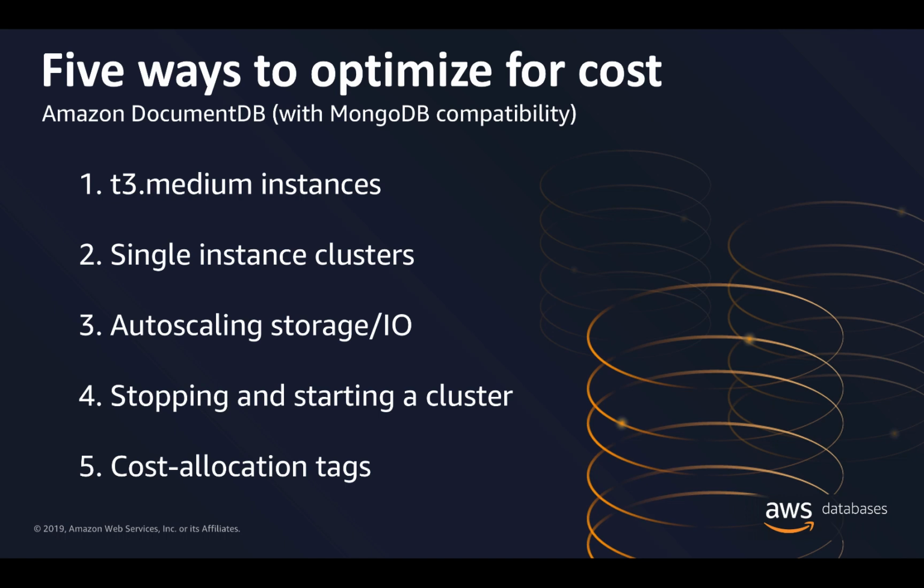We'll discuss how DocumentDB's auto-scaling storage and I/O helps you optimize for costs, as you don't have to pay for things that you don't use. Show you how to start and stop a cluster to bring compute down to 0 when you're no longer using the cluster. And I'll show you how cost allocation tags can be used to get much more granular reporting into the cost for a particular cluster or a particular environment like Dev, Stage, or Test, for instance.